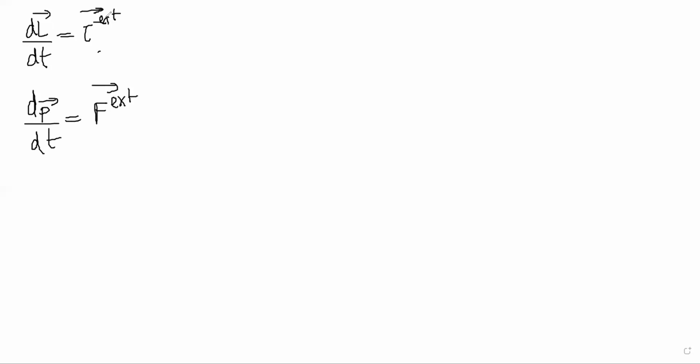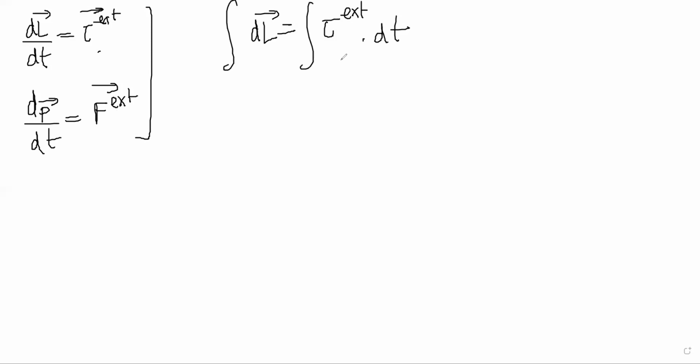We will stress on this later when we do some examples. Right now, let's just move onward. So we have dL/dt equal to torque external. This is very similar to dp/dt equal to force external. In the previous chapter, we did momentum conservation. Now we are doing angular momentum conservation. So we can write dL equal to torque external into dt.